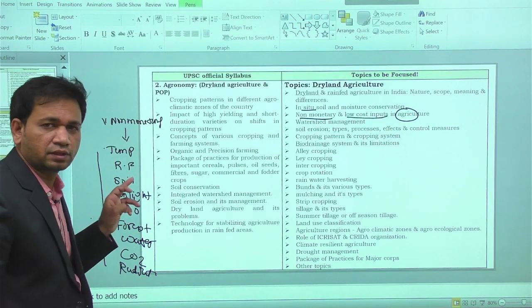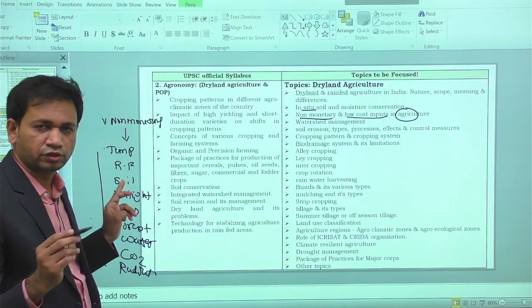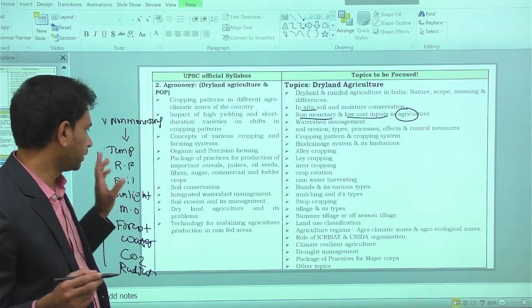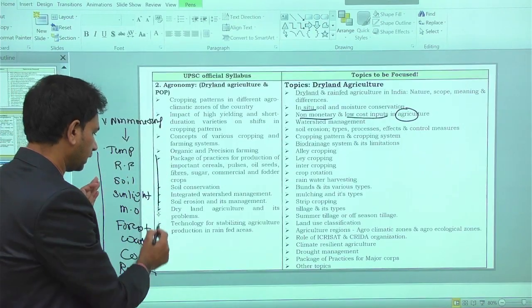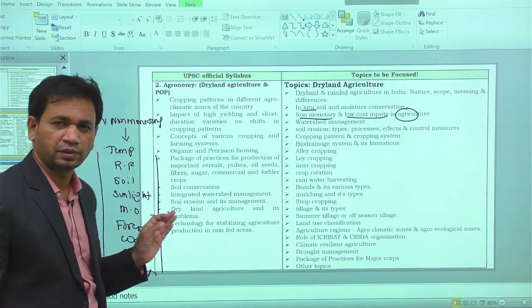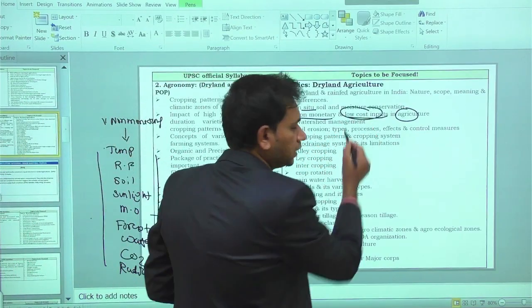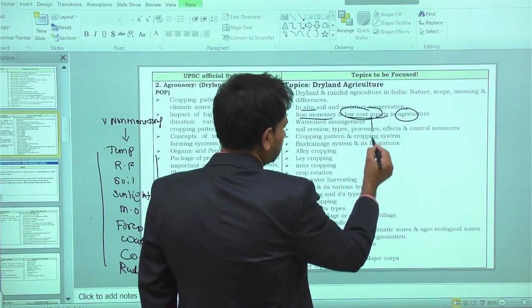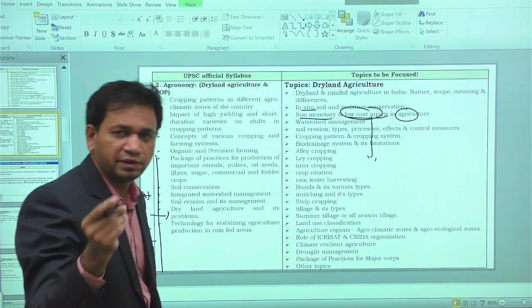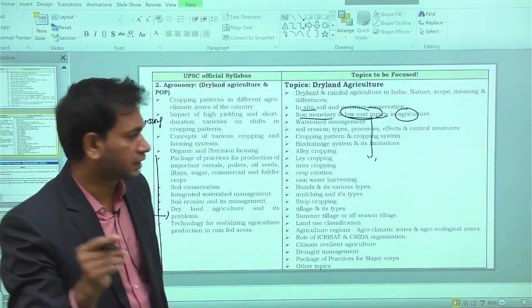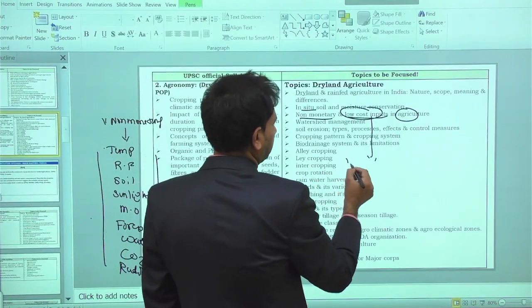So these are some of the non-monetary inputs we have. Without paying money, naturally we are getting these resources, and they have economic significance for plant growth and development. Another topic in the syllabus is low-cost inputs. Low-cost inputs means we get the inputs in agriculture with minimal cost.